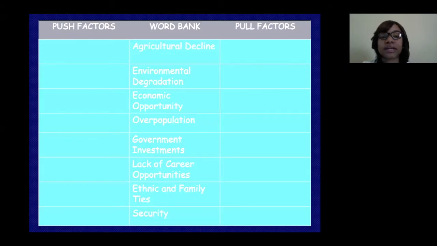Okay, so let's begin. Agricultural decline. Would agricultural decline be a push factor or a pull factor?